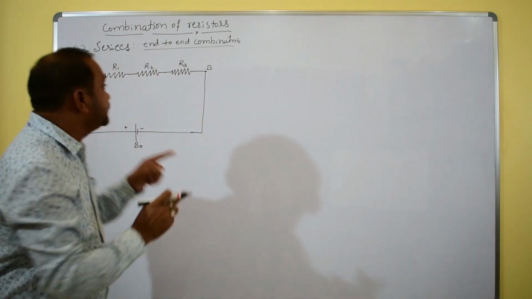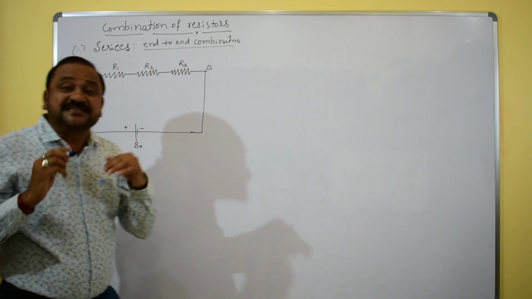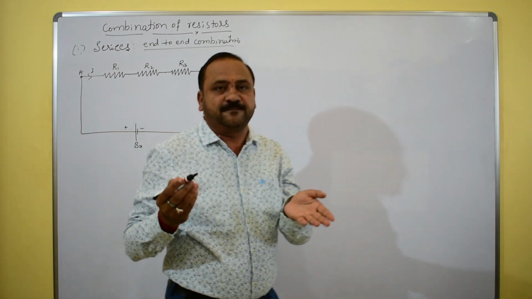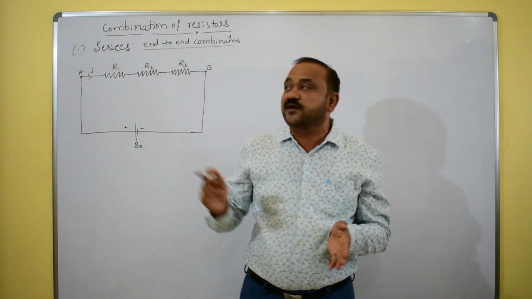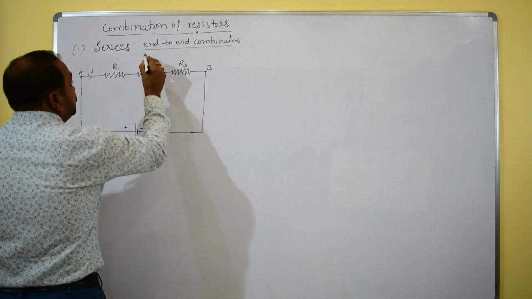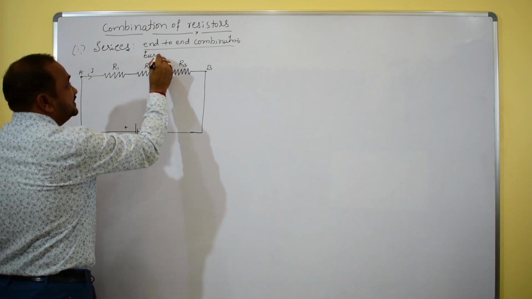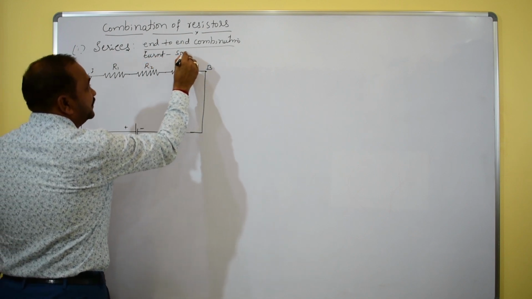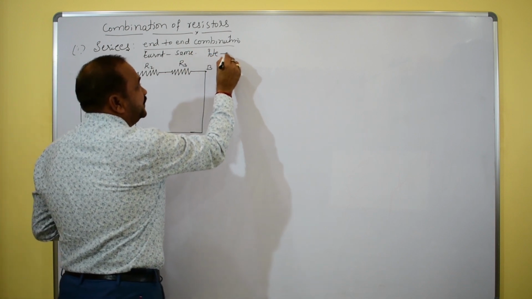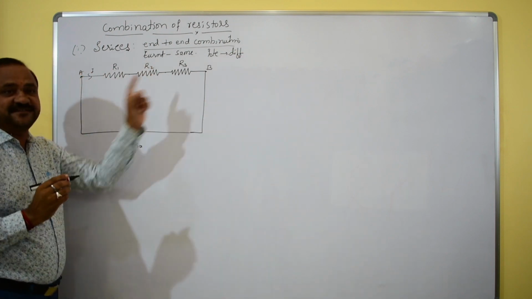Total potential difference between two ends of this AB should be equal to the sum of the individual potential across individual resistors. This is what I said. So the current must be the same, I means that's the current, it should be the same. But potential must be different across the different resistors.